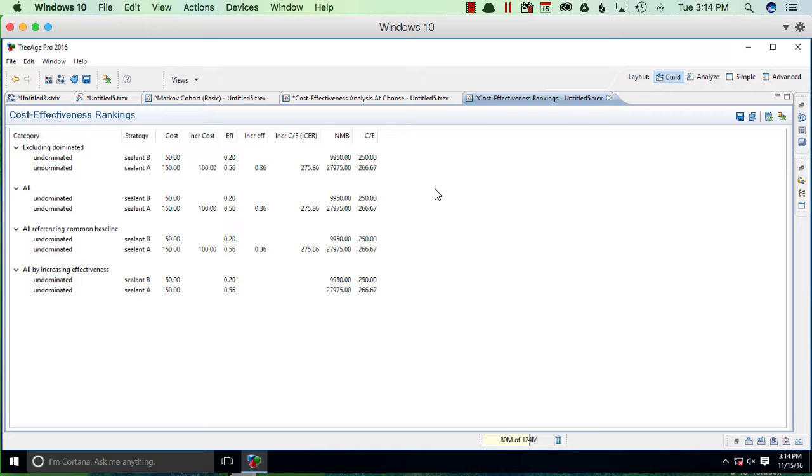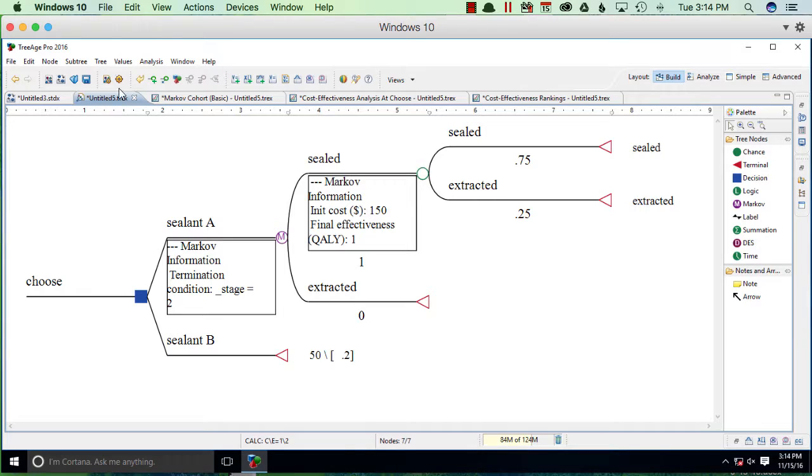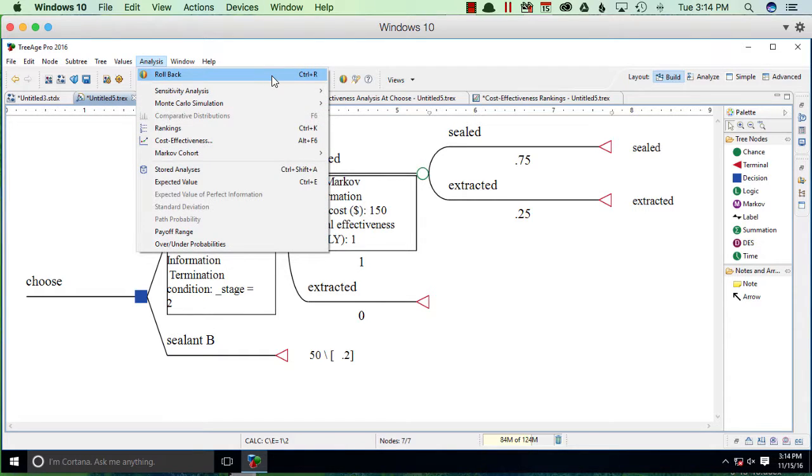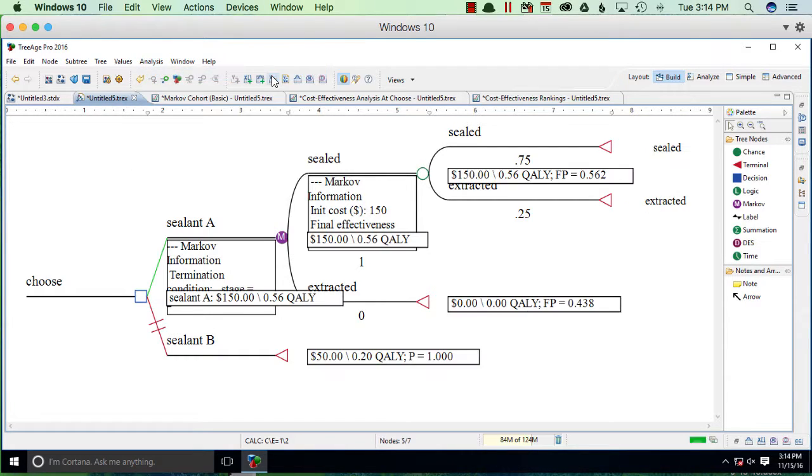So you see it puts sealant B at $50, 0.2. That's just what we gave it, and then $150, but 0.56. That's 0.75 times 0.75 because of the 2 stages. So that 0.56, that's the cumulative effectiveness at the end of the Markov model. And it's going to choose sealant A here, more cost effective compared to sealant B.